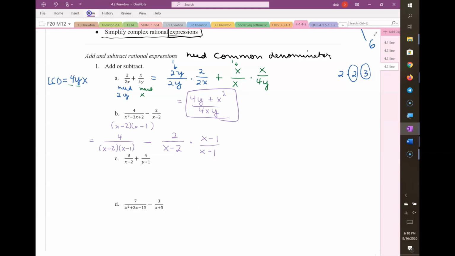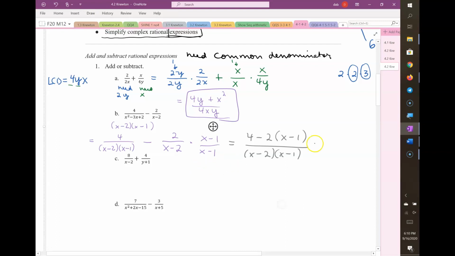I can combine the numerators over the single denominator. So 4 minus 2 times x minus 1 over x minus 2 times x minus 1. And then you need to simplify that numerator because there could be like terms hiding in there. So we need to look and see if there are. So we have 4 minus 2x plus 2 over x minus 2, x minus 1.